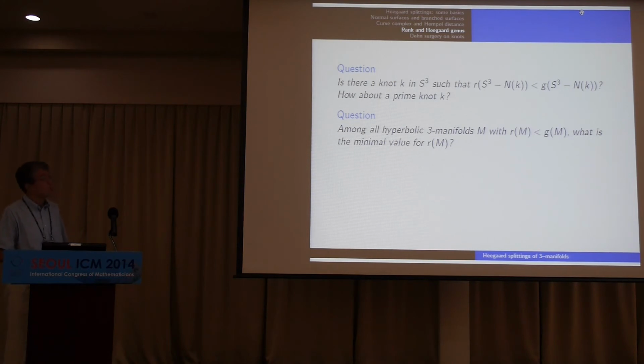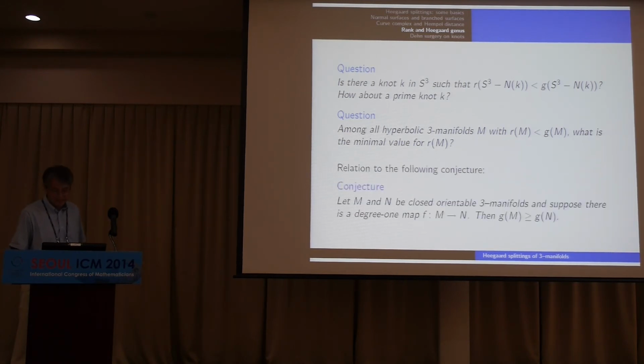And also, what's the minimum value of the rank if the rank is smaller than the genus? And we do not know whether rank 2 hyperbolic manifolds give you equality or not. And also, there's an interesting relation of the rank and the genus to another very old conjecture.